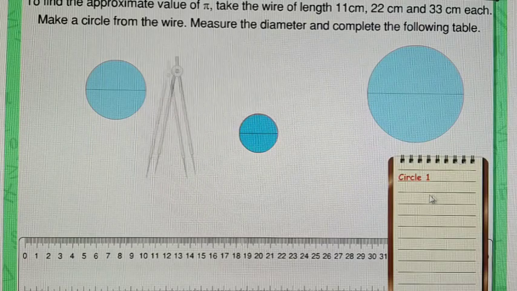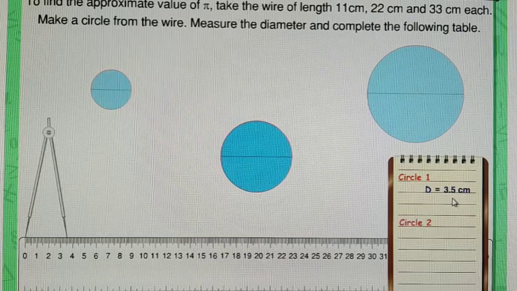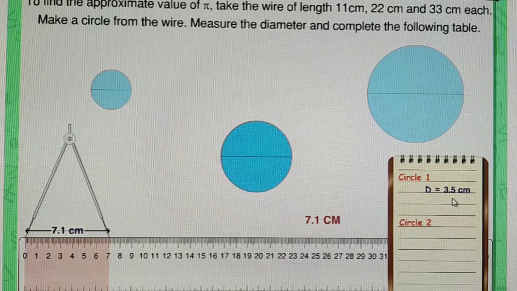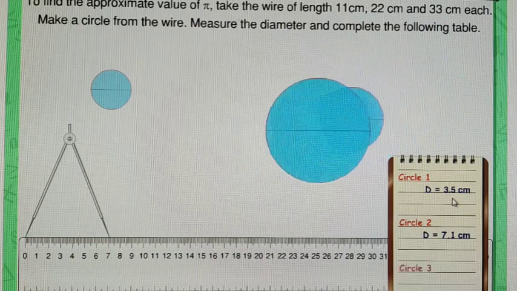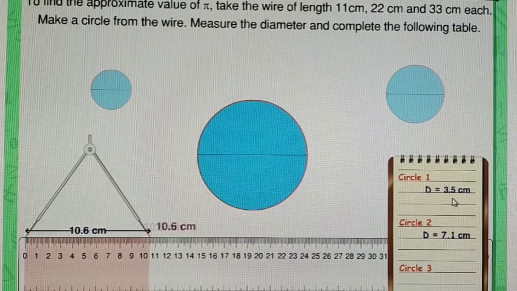Now for the first circle, we find the diameter, which is equal to 3.5 centimeter. For the second circle, we again find the diameter, which is 7.1, and for the third circle, the diameter is 10.6 centimeter.